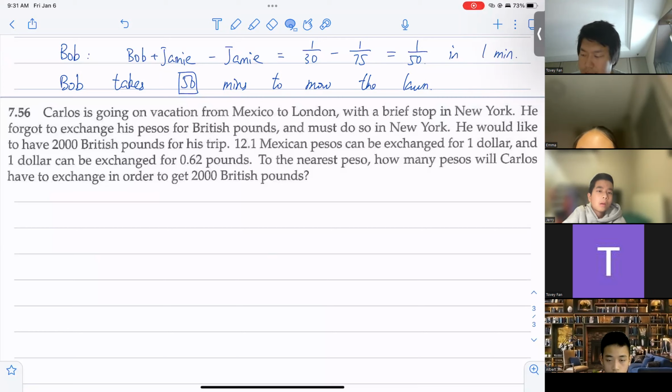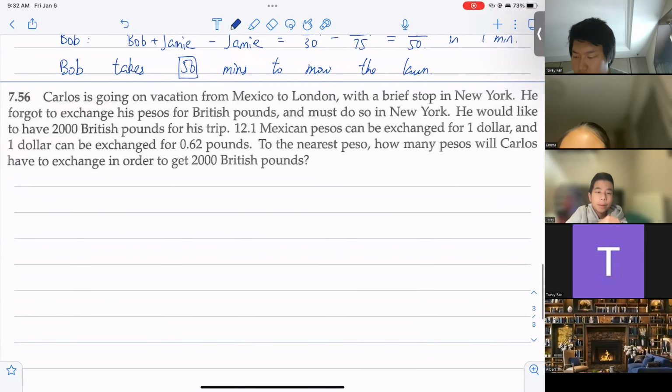The question didn't tell us the relationship between peso and pounds, right? It only says peso to dollar and dollar to pounds. So let's see. How many dollars do we need to get 2,000 pounds? So Jerry, this one is for you. You got it wrong. So we could write something down like this.